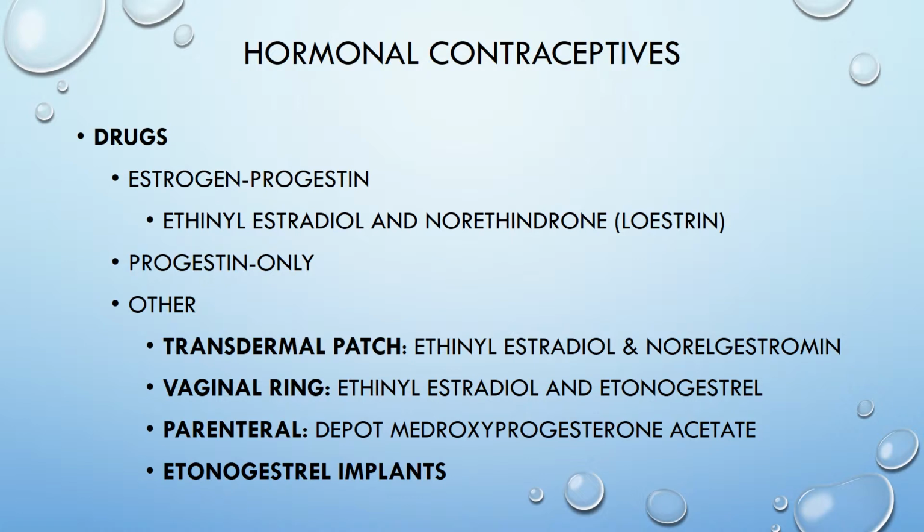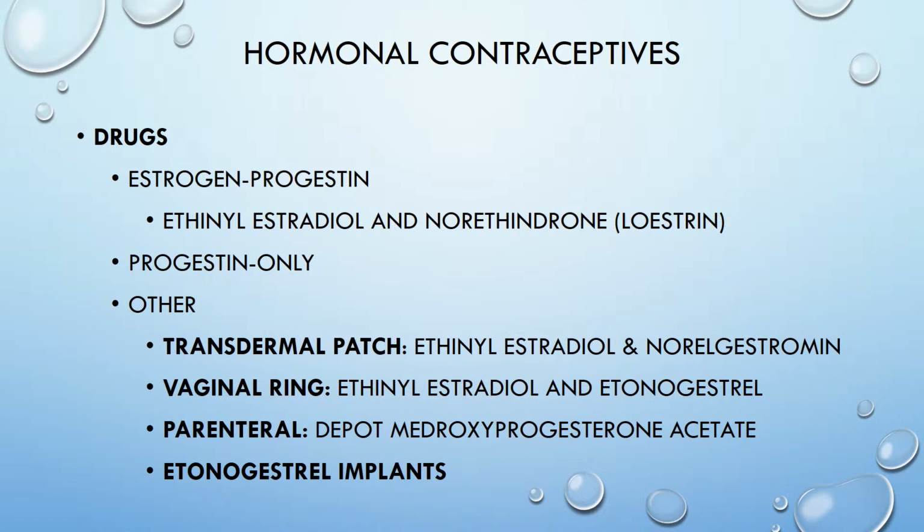Next are the hormonal contraceptives: estrogen, progestin, estradiol, and norethindrone. And then there are some progestin-only contraceptives. Make sure you review that sheet that I gave you on the biphasic, monophasic, triphasic, and progestin-only.